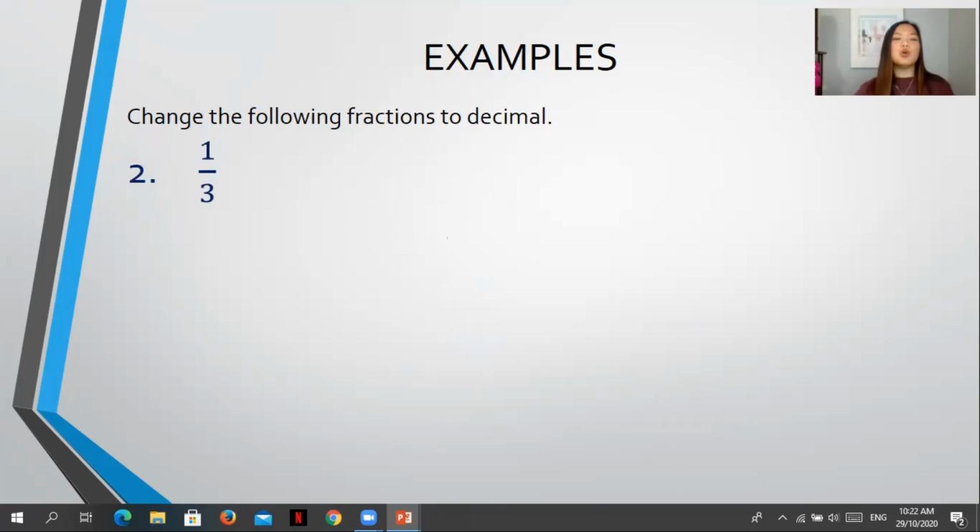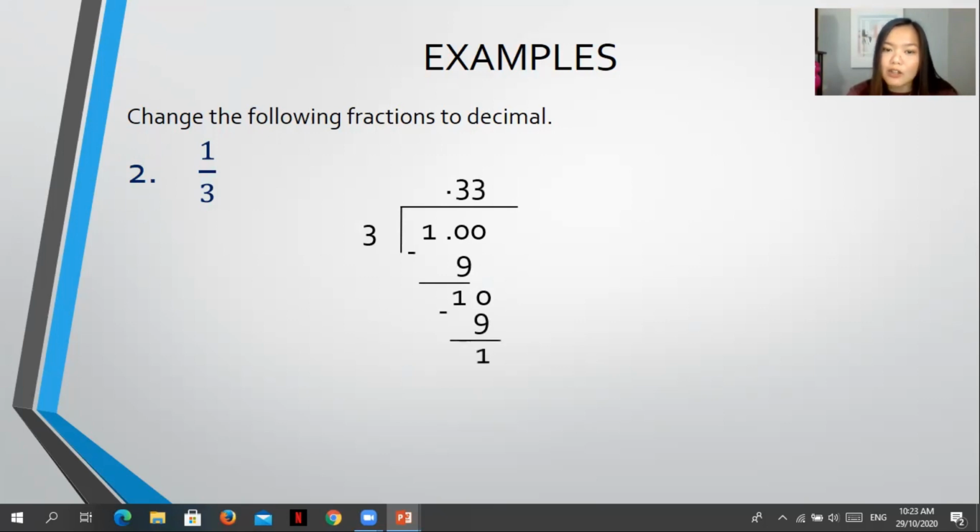Let's proceed to 1/3. How about if you have 1/3? 1 divided by 3 cannot be, so we add 2 zeros, then put decimal point, align with the decimal point on the dividend. So 10 divided by 3, that's 3, then 9. Then subtract them, you have 1. Then bring down 0 and it becomes 10. 10 divided by 3 is 3 and 3 times 3 is 9. Then subtract it again, you have 1.